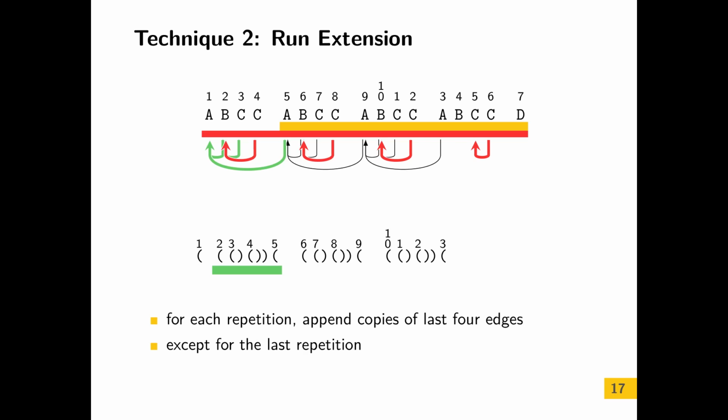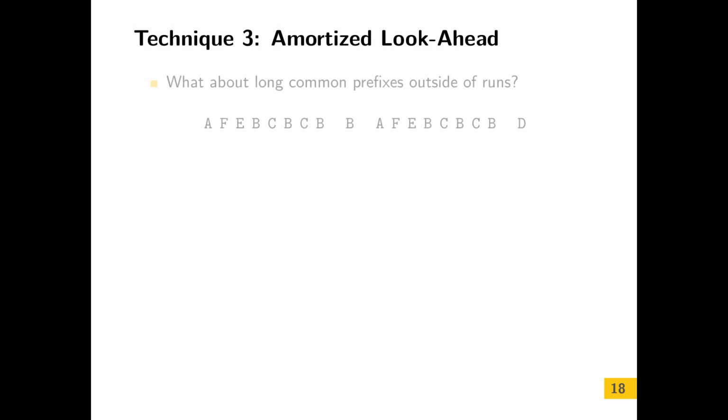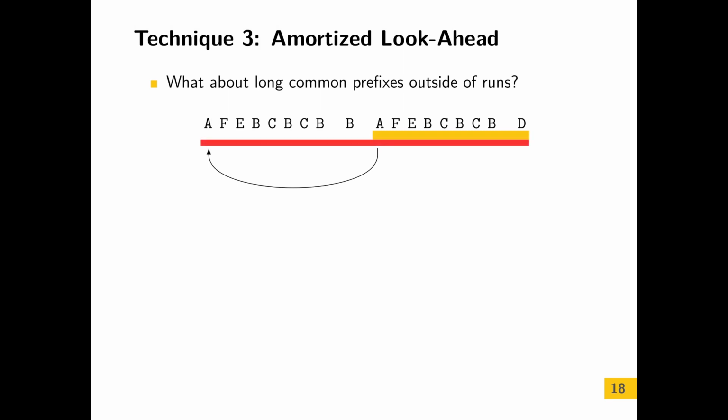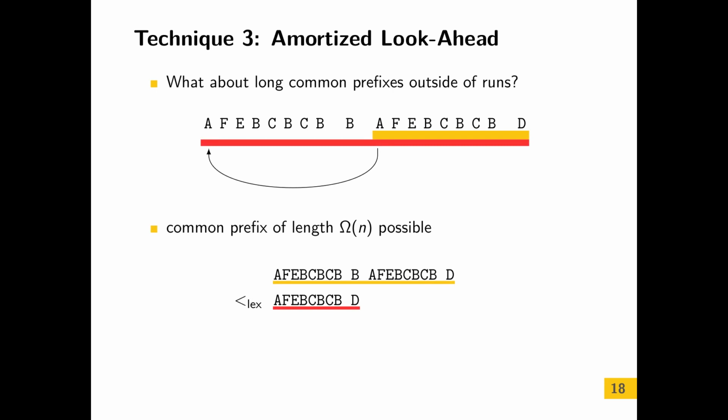The last technique that I want to quickly outline is very similar to the run extension. You can think of it as a generalization of the run extension that also applies outside of runs. As demonstrated here, we can still discover very long common prefixes even without a run. In this example, there is a common prefix of length 8 in a string of length 18. The obvious question to ask is if there are still some isomorphic structures in the PSS tree. Properly answering this question would go way beyond the scope of the video.